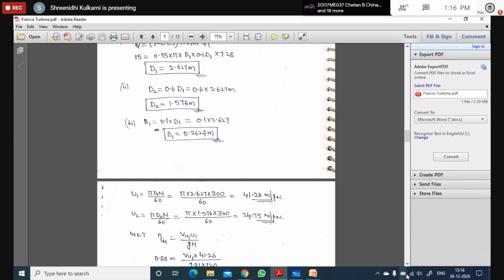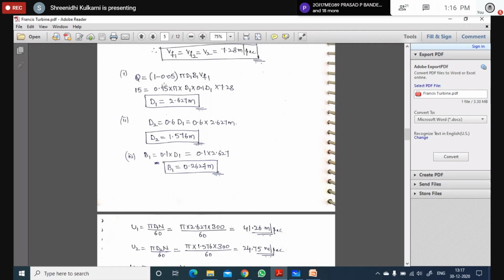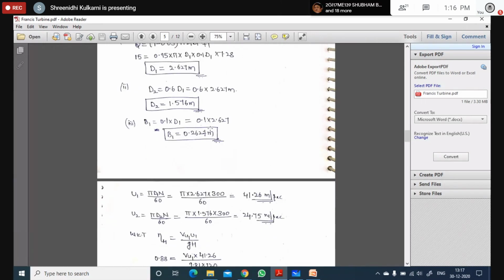See, if they had given D1 and D2 directly, then there is no need to calculate all this. But they have not given D1 and D2 directly, so we have to find them in this manner. After this we will get U1 as 41.26 meter per second and U2 as 24.75 meter per second.